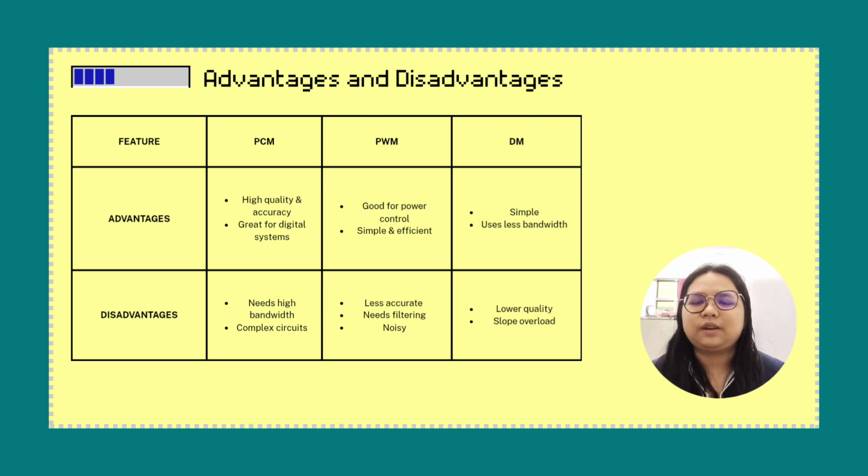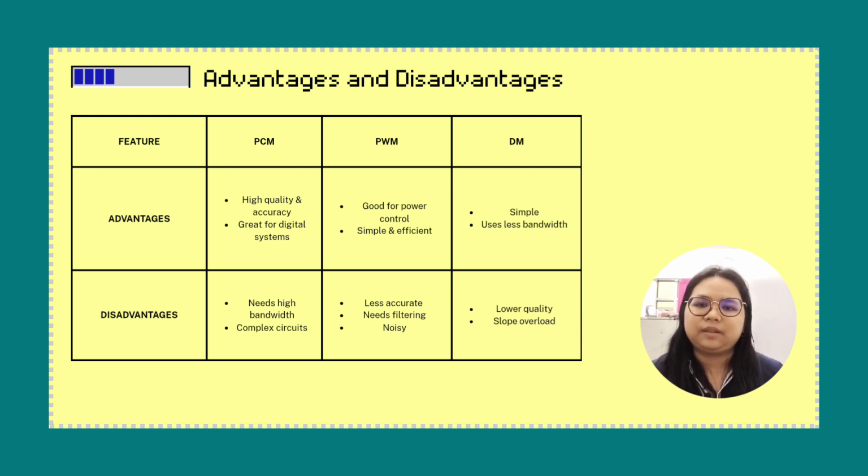This table is a comparison between PCM, PWM, and DM. The advantage for PCM is high quality and accuracy, and it is also great for digital systems. For PWM, it's good for power control, simple and efficient. And DM is simple and it uses less bandwidth.